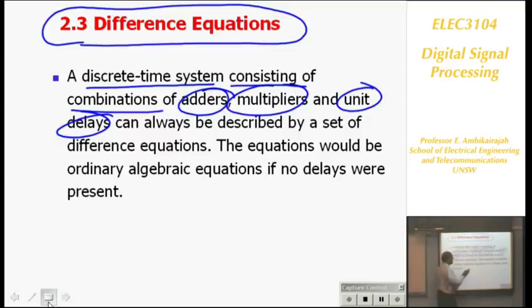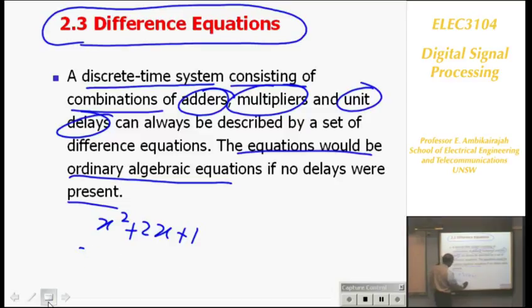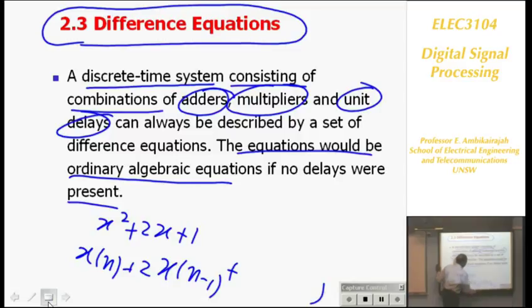These equations would be ordinary algebraic equations if no delays were present. If you take an algebraic equation, there is no delay. x squared plus 2x plus 3 is an algebraic equation. If you take a difference equation, there will be delay. So for example, you could have an algebraic equation like x squared plus 2x plus 1. In a difference equation, you will have x[n] plus 2x[n-1] plus 3x[n-2]. So you have these delays there. In difference equations, you will see that. In an algebraic equation, you don't see it.